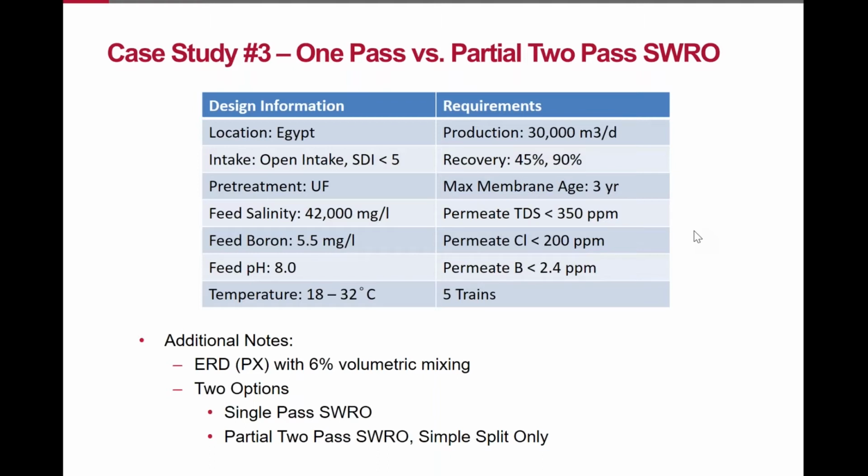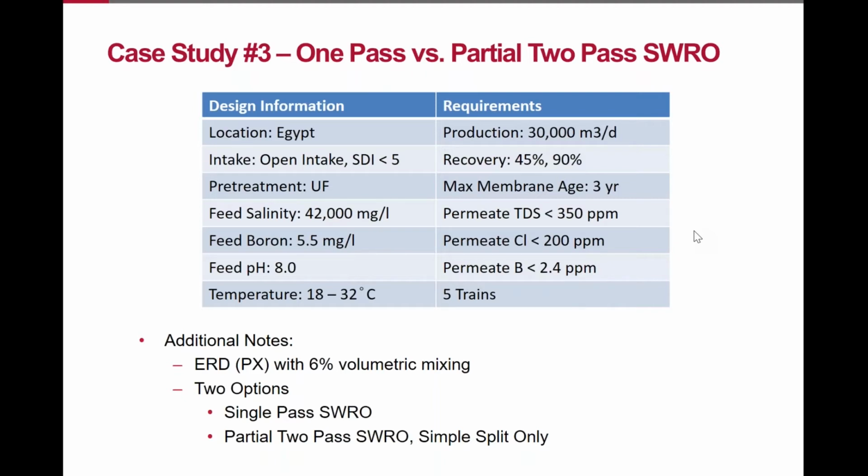Feed salinity is approximately 42,000 milligrams per liter. Feed boron of 5.5 milligrams per liter. Feed pH of 8. Operating temperature between 18 to 32 degrees. Production of 30,000 cubic meters per day. Recovery between 45% to 90%. Maximum membrane age of 3 years. Permeate TDS requirement of 350 ppm. Chloride requirement of 200 ppm and boron requirement of 2.4 ppm.